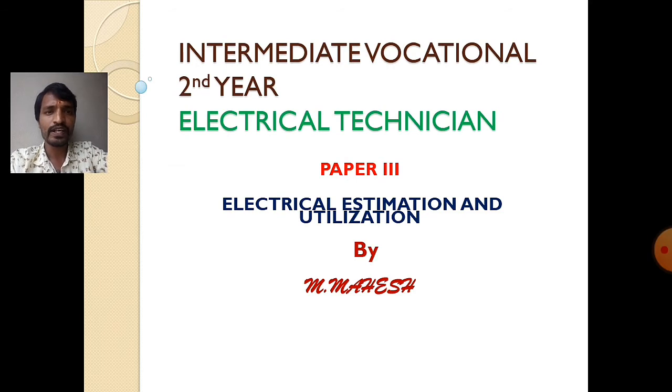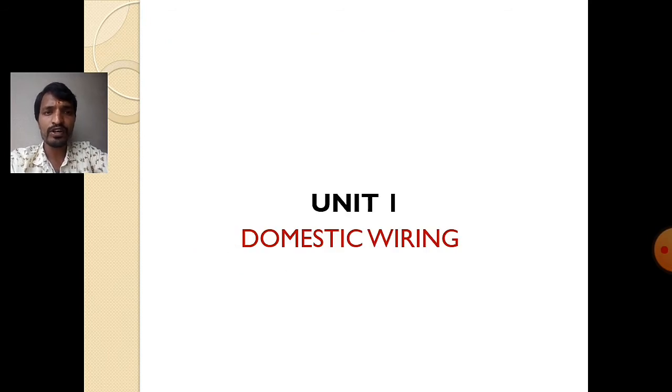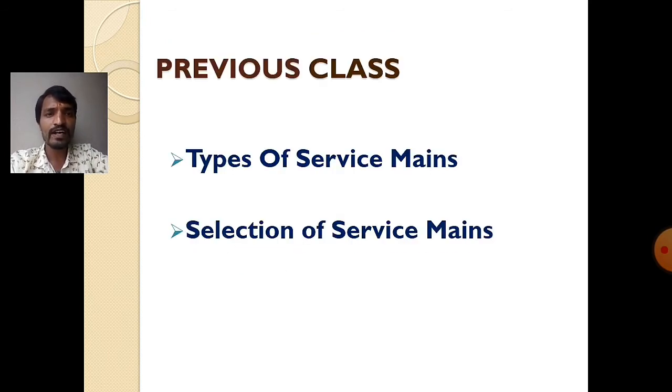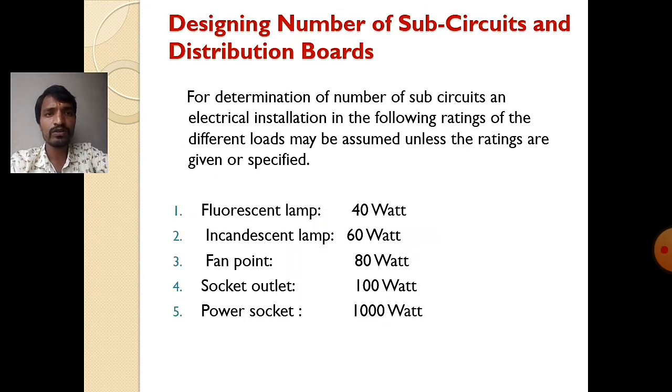Today in our electrical technician course we are going to study paper 3, that is electrical estimation and utilization. We have already started our first unit, domestic wiring. In the previous class we discussed types of service mains and also selection of service mains. Now, coming to today's topic, we are going to study designing the number of subcircuits and the distribution board. How we are going to design the number of subcircuits in a house installation, and how we are going to select a distribution board for a particular house.